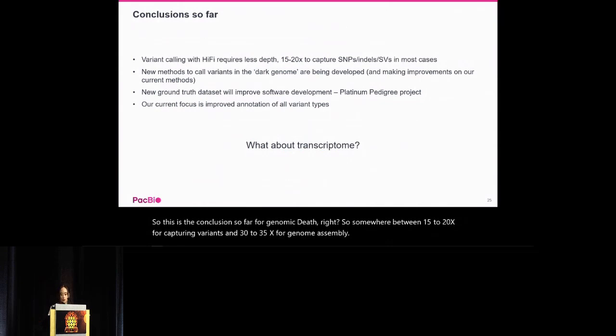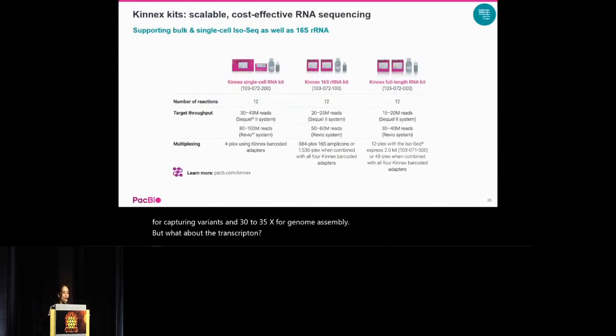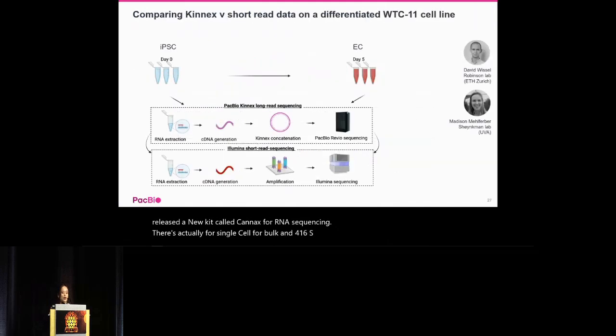But what about the transcriptome? I'm actually a product manager these days. This is what I've been working on: we released a new kit called Kinnex for RNA sequencing. There's actually one for single cell, for bulk, and for 16S. But diving directly into the data that I've worked with my collaborators on, we compared Kinnex with short read data on a differentiated WTC11 cell line, from day 0 iPSC to day 5, differentiated into endothelial cells.